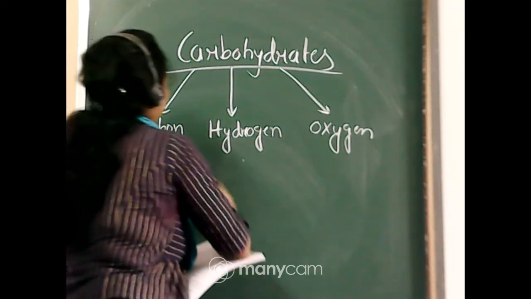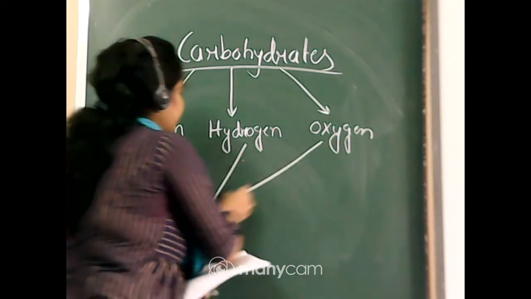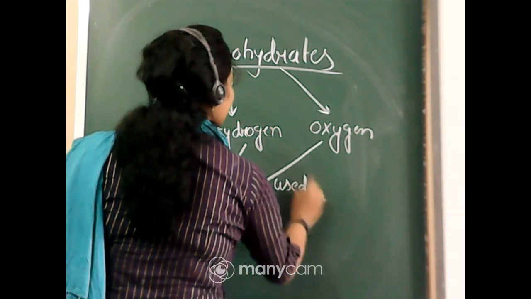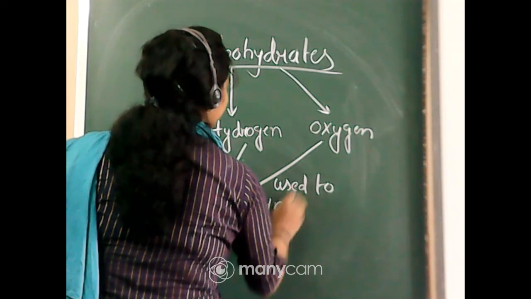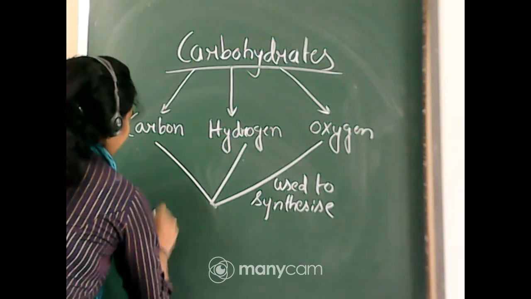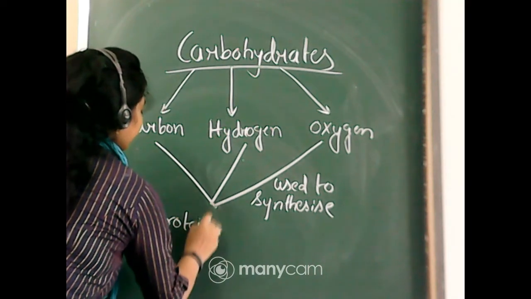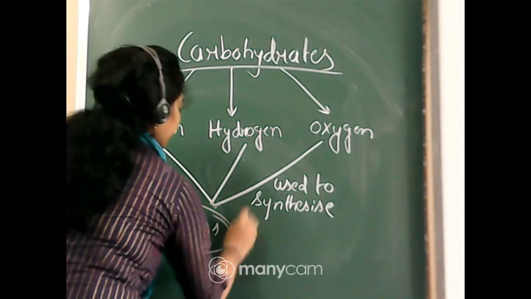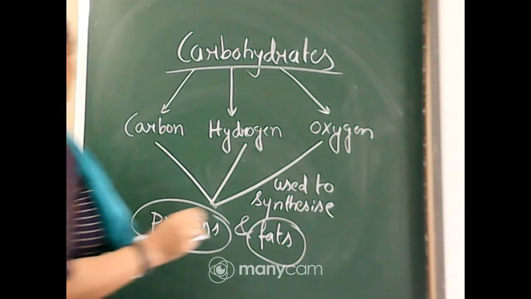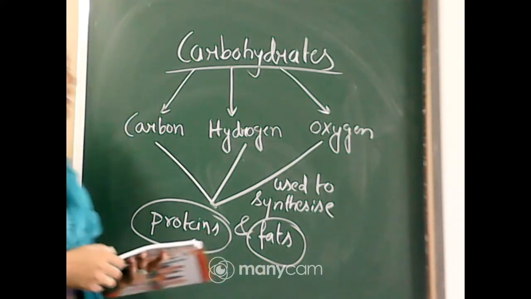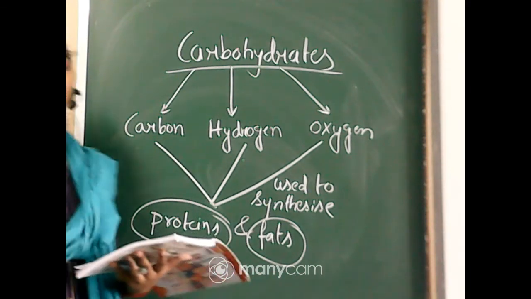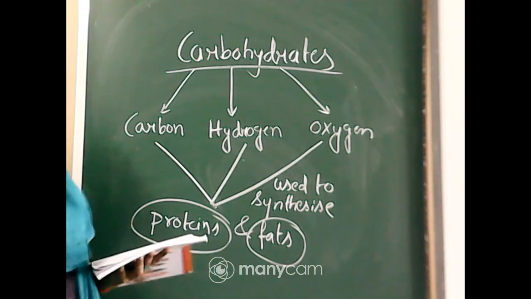Next, this carbon, hydrogen and oxygen, they together are used to synthesize other components of food, just like proteins and fats. So these three components, carbon, hydrogen and oxygen, are used to synthesize such other components of foods like carbohydrates and fats. Isn't it? Okay.